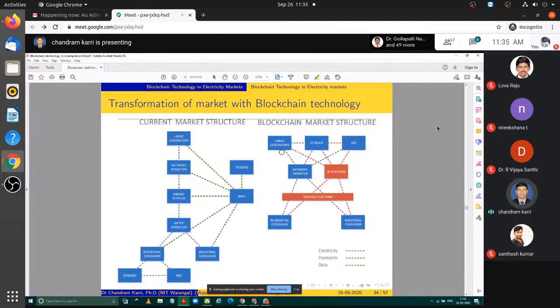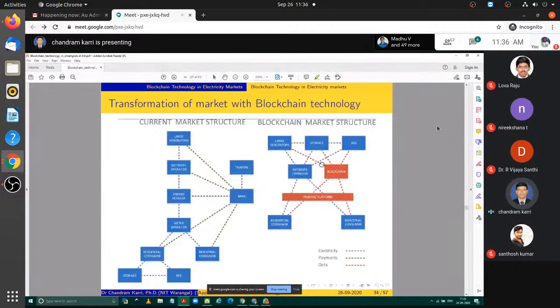Here the large generators, I mean renewable energy sources, if enough generation is there, can be stored in the storage, and from here there will be communication from storage to the network operator, and all of it is connected to consumers. So the upper part is completely generation and storing of some amount of energy, and then they approach the network operator, and it will be passed to the various loads, residential consumers and industrial consumers. So here, what is the role of blockchain technology?